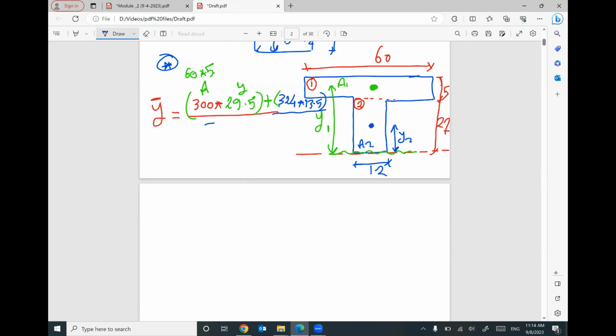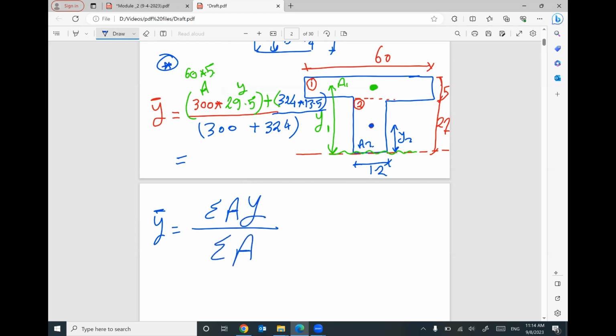Divided by the total area, 300 plus 324. So you can find the value of Y prime. Y prime equals the summation of all area times Y divided by the summation of area. Since this cross section has two parts, it is area 1 times Y1 plus area 2 times Y2, divided by area 1 plus area 2.